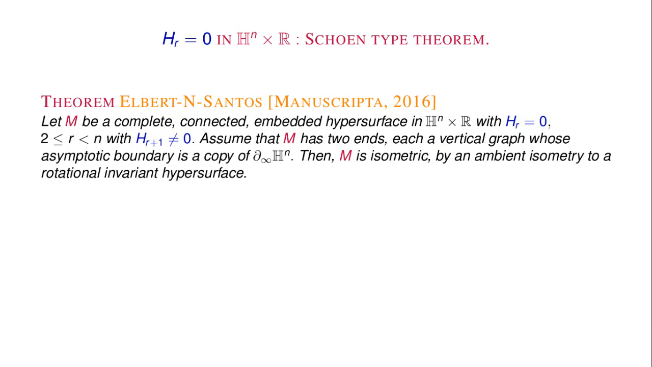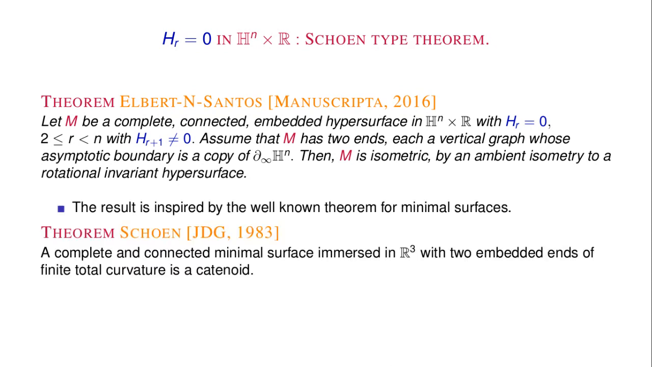So you take a complete connected embedded hypersurface in HN cross R, minimal, HR equals 0, and I also take this condition, HR plus 1 different from 0. This guarantees ellipticity. Then you assume that M has two ends, and each of them is a vertical graph whose asymptotic boundary is a copy of the boundary at infinity of the hyperbolic space, just like the catenoid before. Then M is isometric by an ambient isometry to a rotationally invariant hypersurface. So it's an R catenoid, if you want.